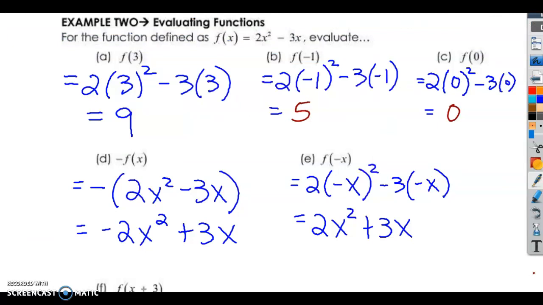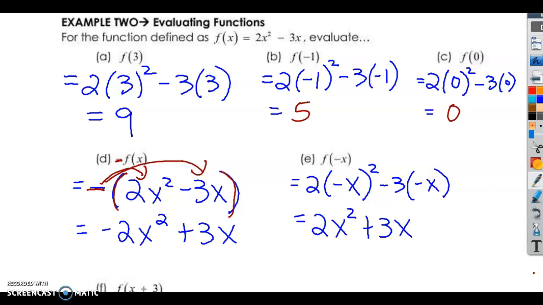It's fine. So when you have a negative in front of the entire f of x, we are going to rewrite f of x here. We're going to put a negative in front of it. Now we have to distribute that negative to every term. So each of those terms, the sign is going to change. So that's going to be a negative 2x squared plus 3x. And you're done. This is just asking you to evaluate.